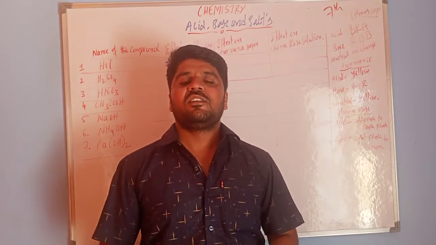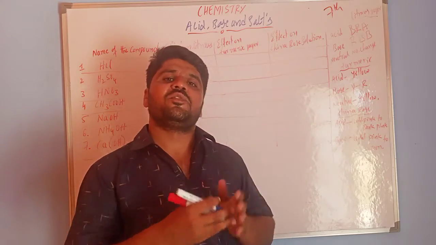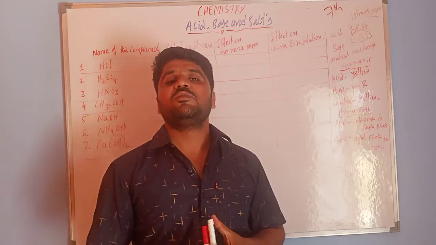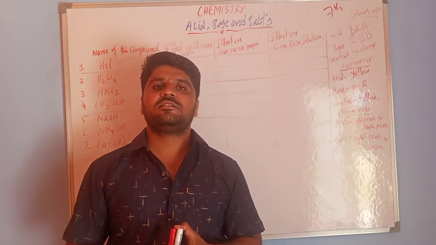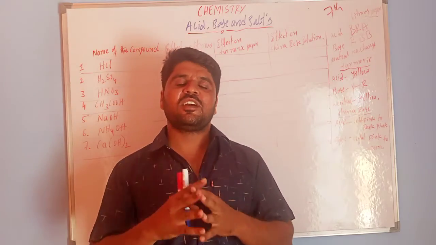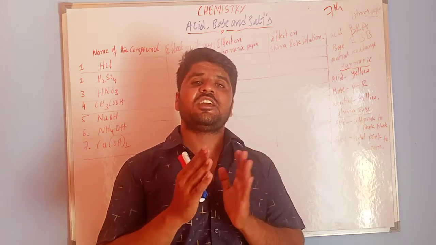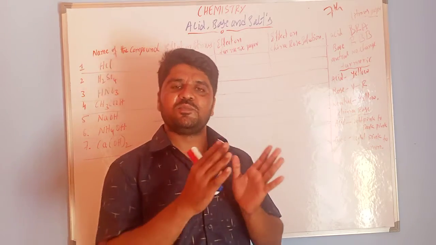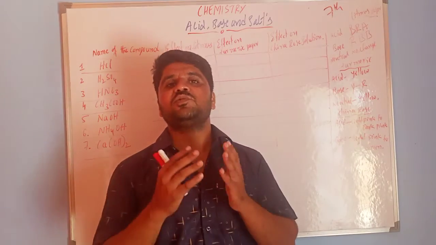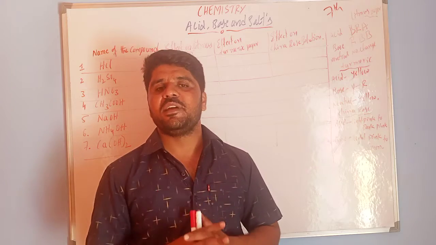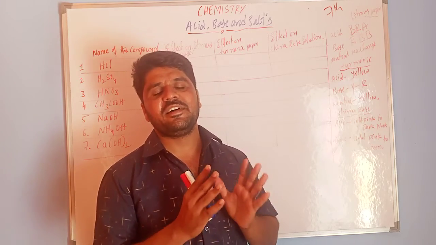From the last 3 to 4 videos we discussed indicators. What is meant by indicators? Indicators are chemical substances, a special type of chemical substance. From this chemical substance, we can find out whether the solution is acidic or basic. This is what indicators are.